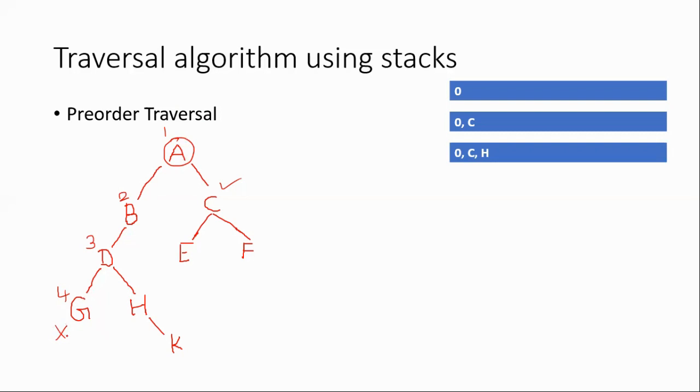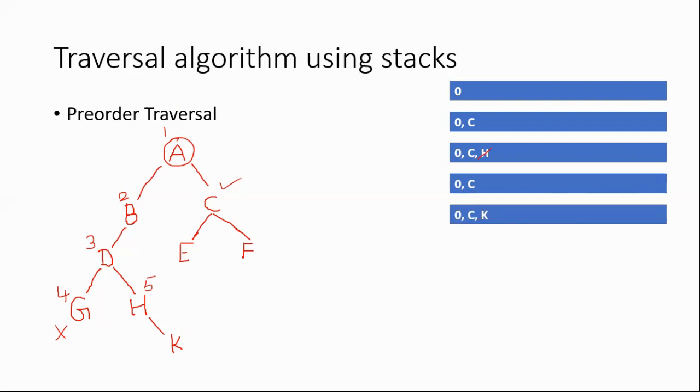Once the terminating node is found, that it has no left child, then it will start popping from the stack. As it pops from the stack, now it will process the H node. That is node 5 that will be processed. After processing H node, it understands that there is a right child K. So right child K will be loaded onto the stack.